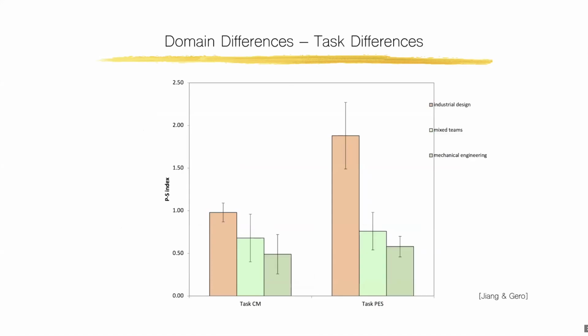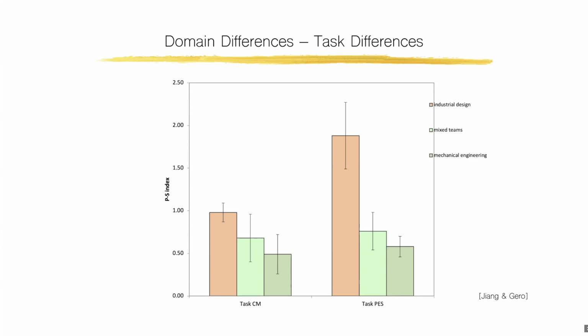Here's another example of the sort of things that we can get by studying people. We have three groups of teams. The pink is industrial designer teams, the dark green are mechanical engineering teams, and in the middle are the mixed teams of industrial designers and mechanical engineers. The vertical axis measures where they put their effort. Are they putting it in the problem or the solution? A value of 1 means equal effort in that. A value greater than 1 means more effort into the problem. A value less than 1, more effort into the solution.